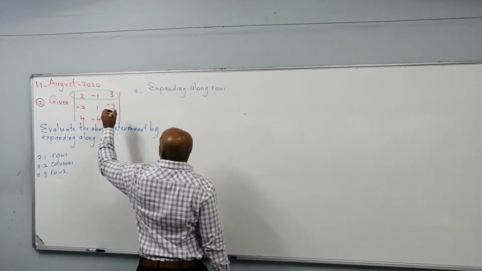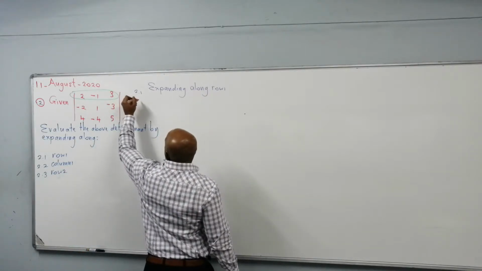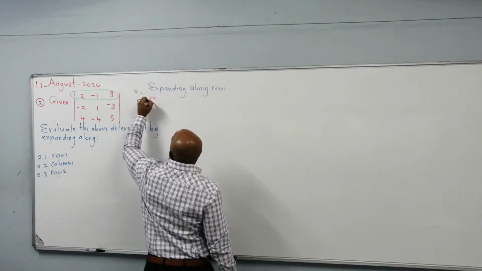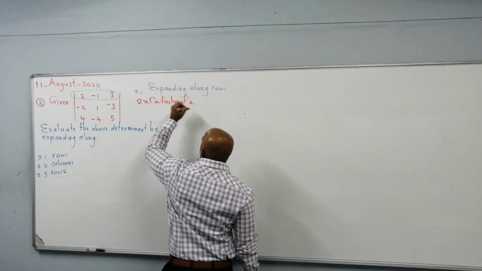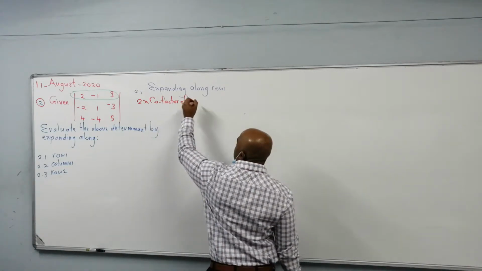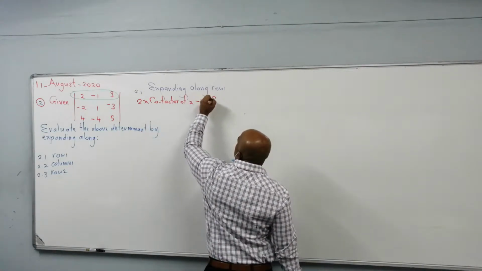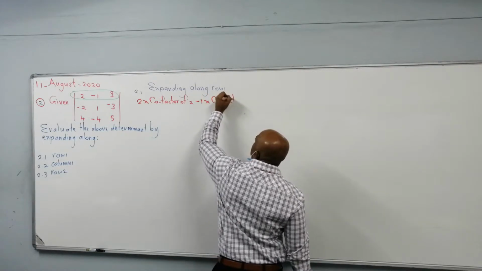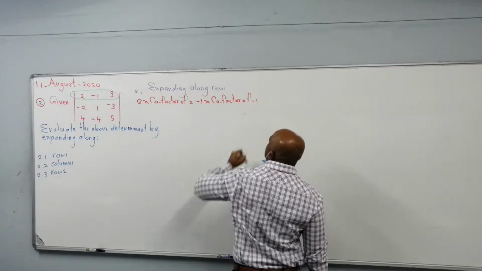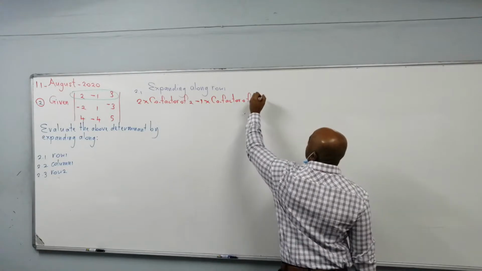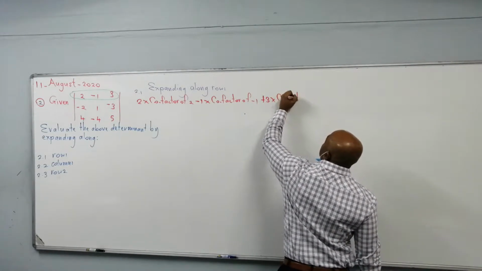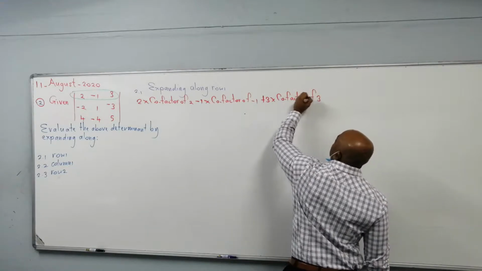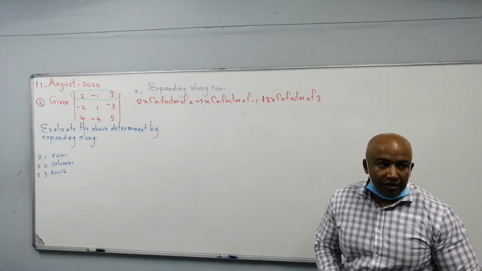Right, so let me just write this down properly. So this is going to be 2 times the cofactor of that 2. The next number there is minus 1 times the cofactor of minus 1. And the last number there is a positive 3 times the cofactor of 3.